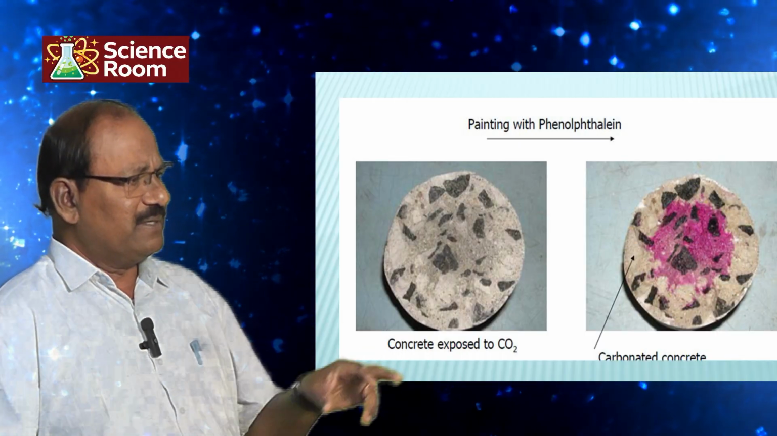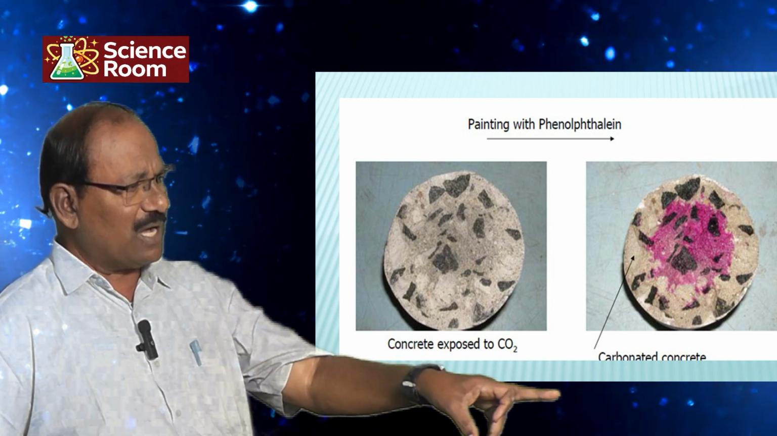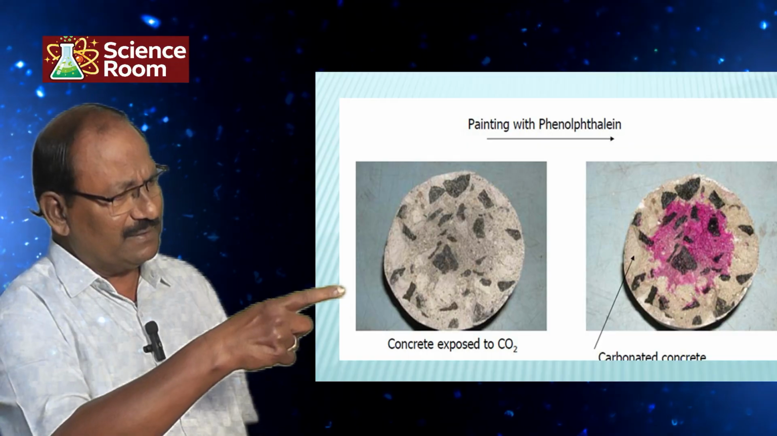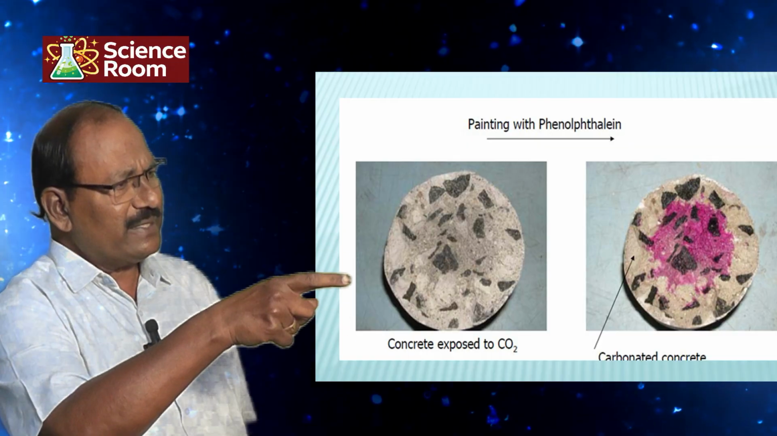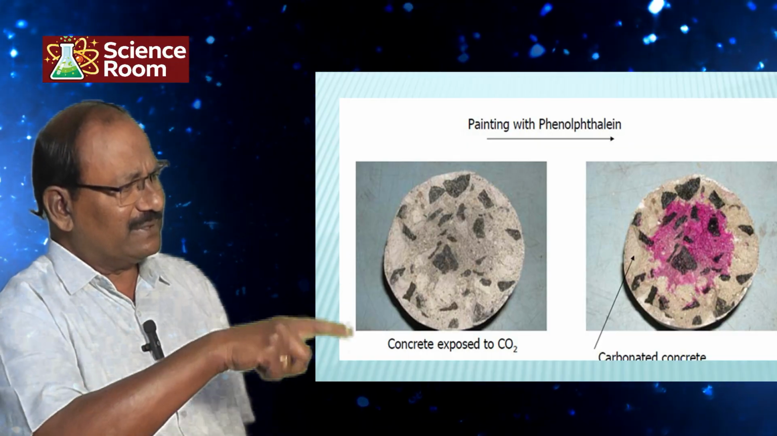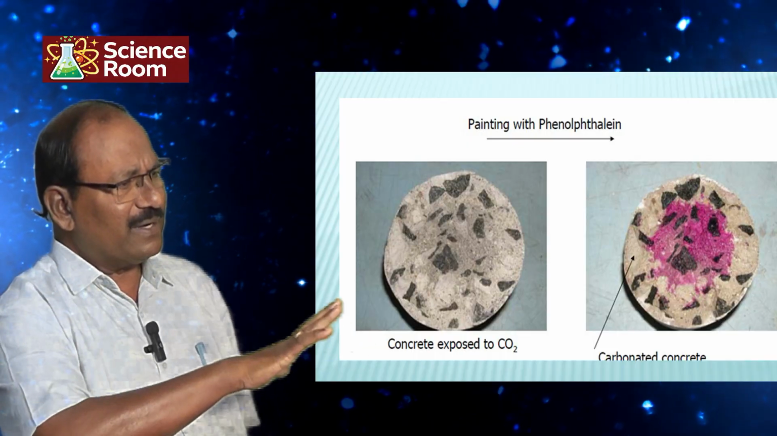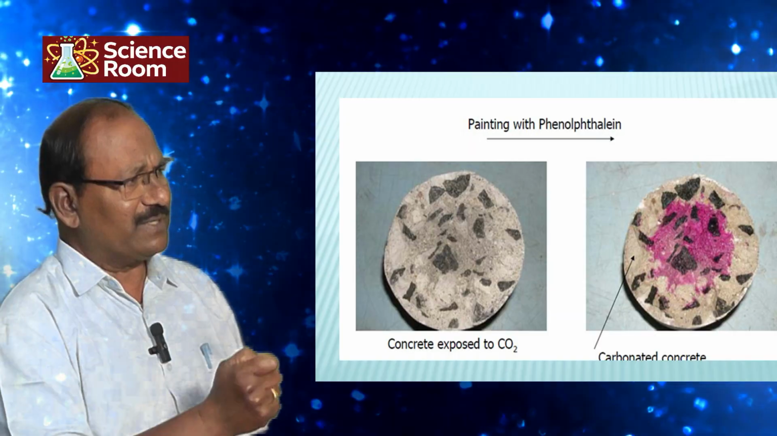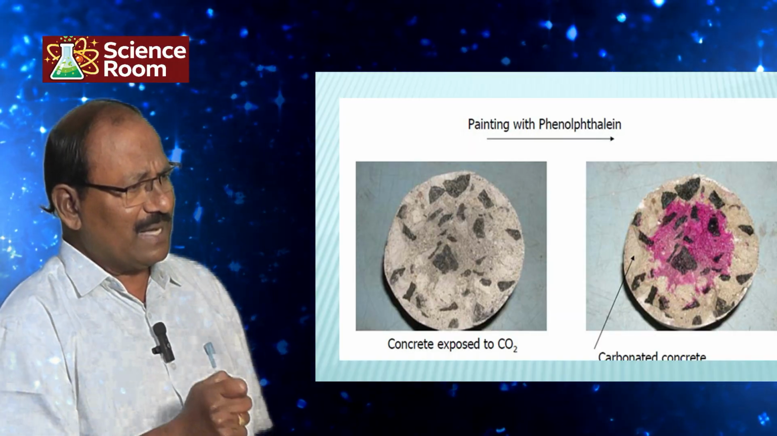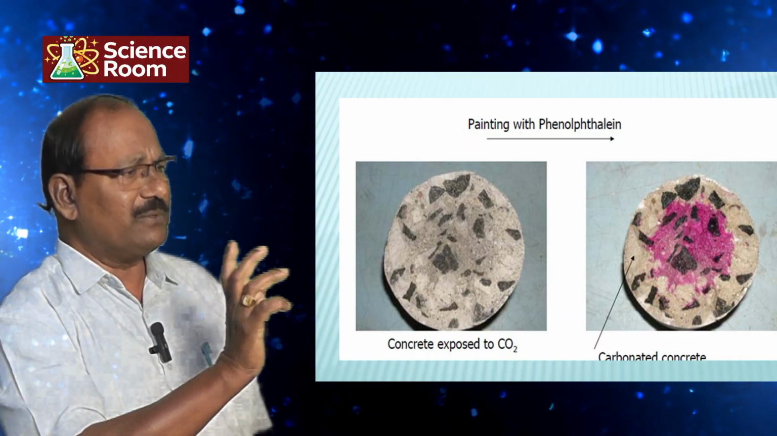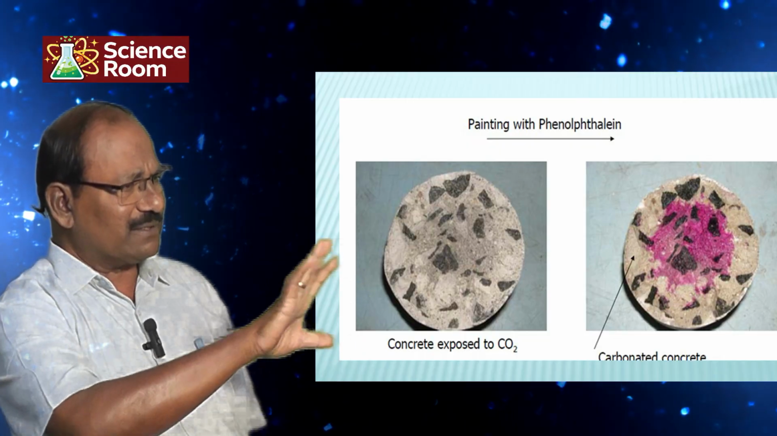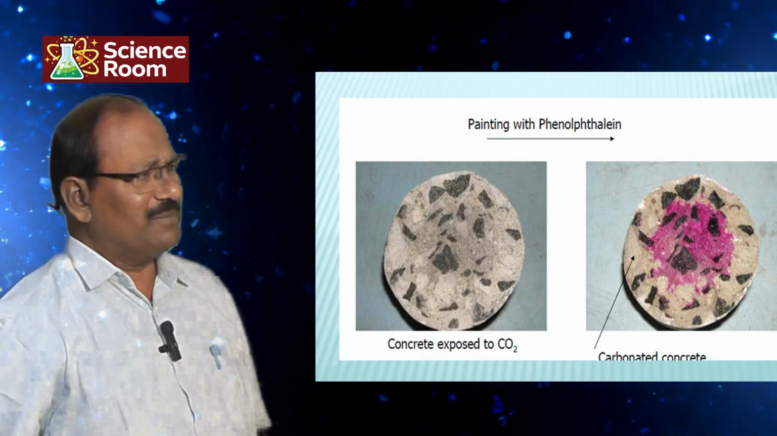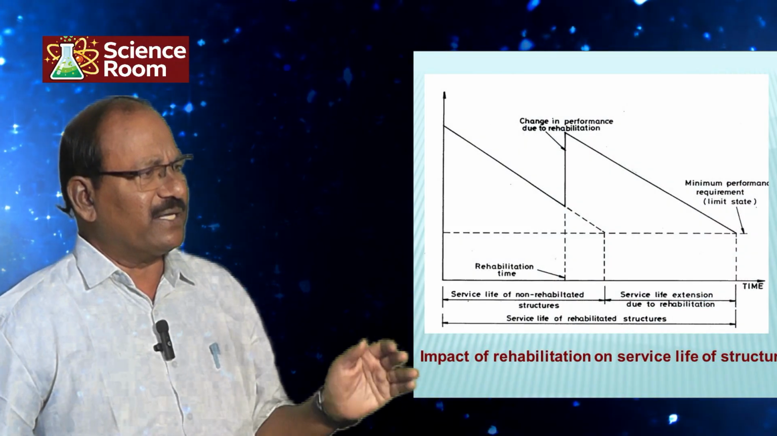See here, this is the concrete exposed to carbon dioxide, nothing is there. Uncarbonated concrete is seen in pink color, while the carbonated concrete will show no color change. This is how you can take a piece and spray it with a 1% phenolphthalein solution, and we come to this: the pink area is not carbonated, and the surrounding area is carbonated, meaning the plain area. Repairing is important for corrosion.